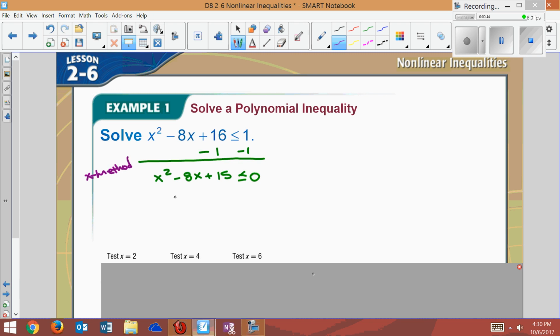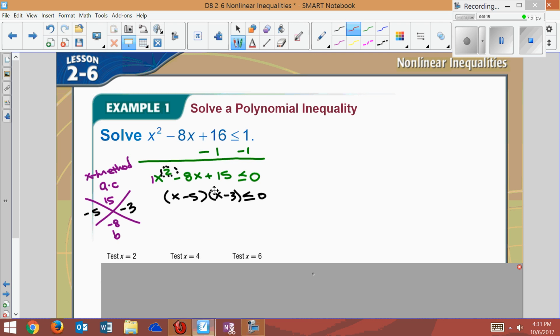Now that we have an equal to 0, you would do x method. So you'd ask yourself, what are factors of a times c that add up to b? Well, a times c is 1 times 15, so we have 15 there. Negative 8 goes on the bottom. The factors of 15 that add up to negative 8 would be negative 5 and negative 3. So when you put these in parentheses, remember we split this power right here. So it'd be x minus 5 times x minus 3 is less than or equal to 0.